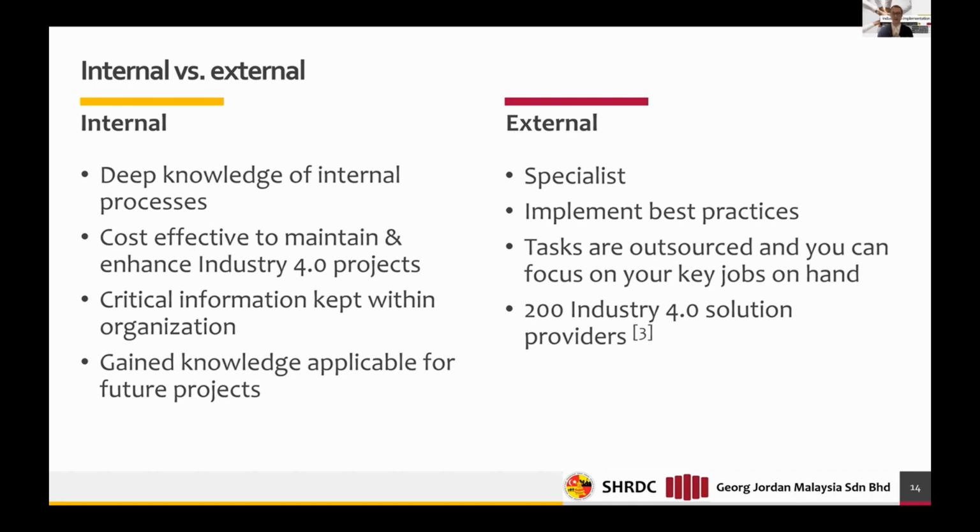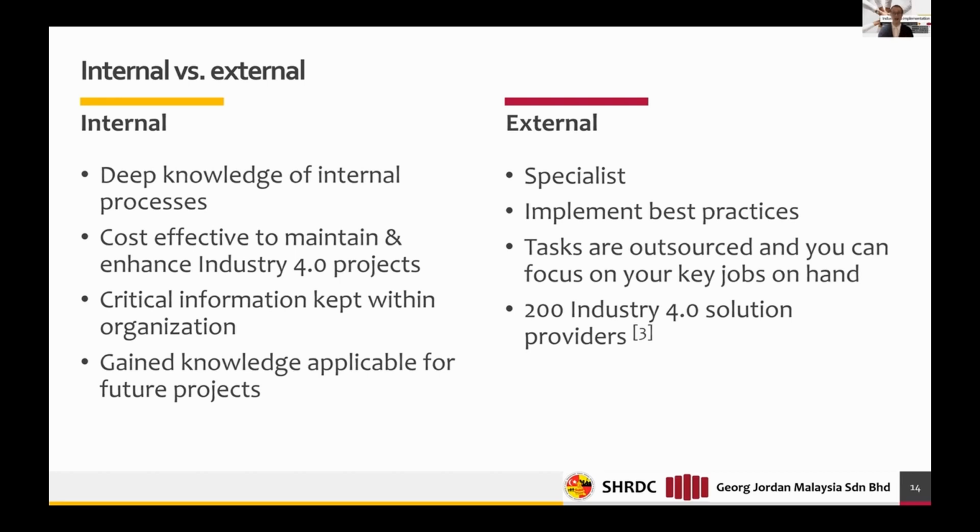Thirdly, all your critical process information is kept in your organization and no external party gets to know it. Lastly, your internal staff will definitely gain knowledge and will understand it and can apply it for the next project. You don't have to train them again and again. That was the internal side. Let us now look at whether we should better rely on external Industry 4.0 solution providers.